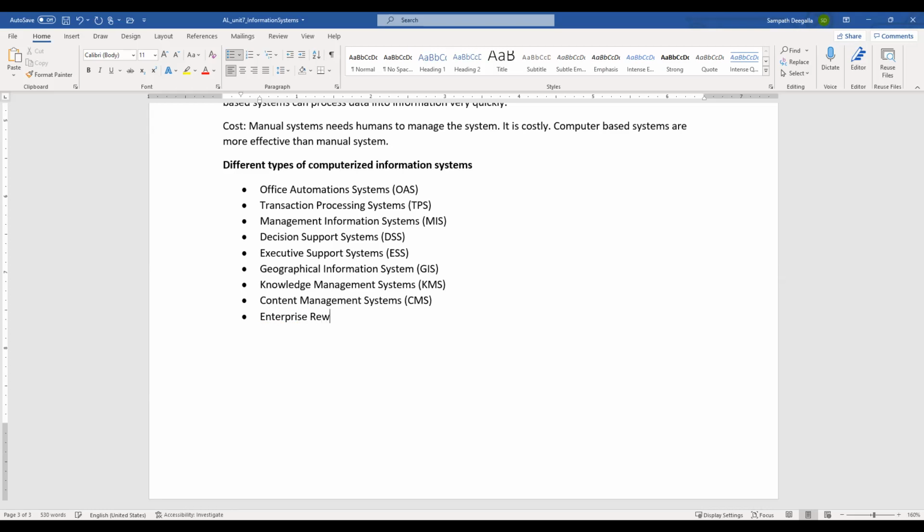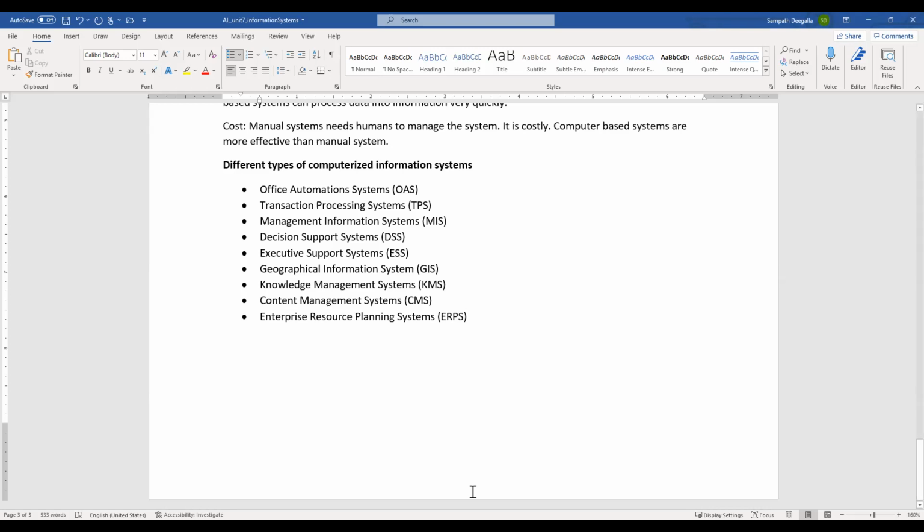Resource planning systems, ERPs, right? Now, resource planning means everything in an organization. If you want to handle everything like human resources, meaning employees, production, marketing, if you are going to handle everything in an organization, what you need is an enterprise resource management system.